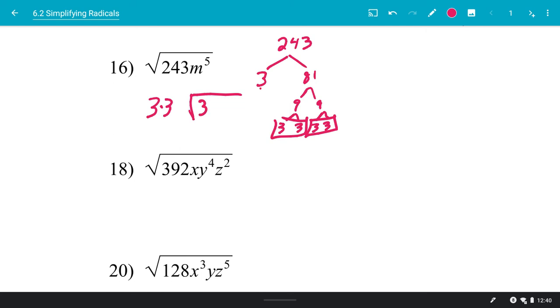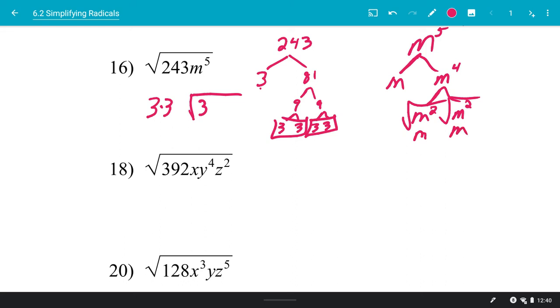That one goes inside. All right, so what about m to the 5th? Okay. That could be m times m to the 4th. And then I can write m to the 4th as m squared times m squared. What's the square root of m squared? That's m, and that's an m. So I can pull those 2 m's outside, and this m stays inside with 3.